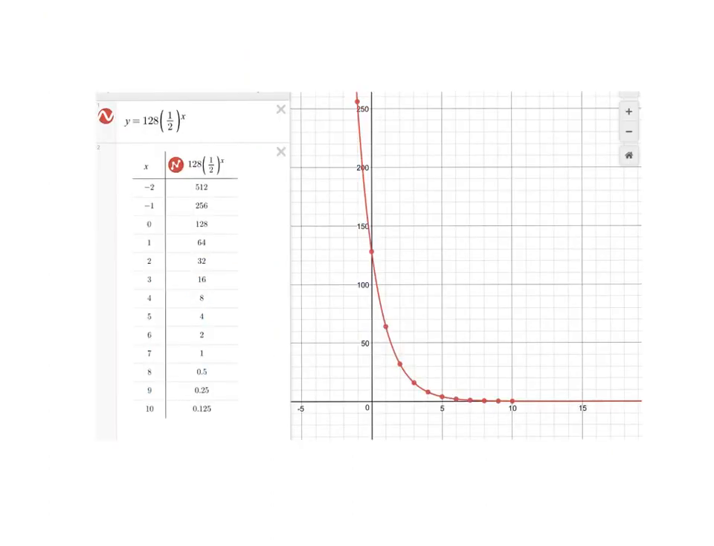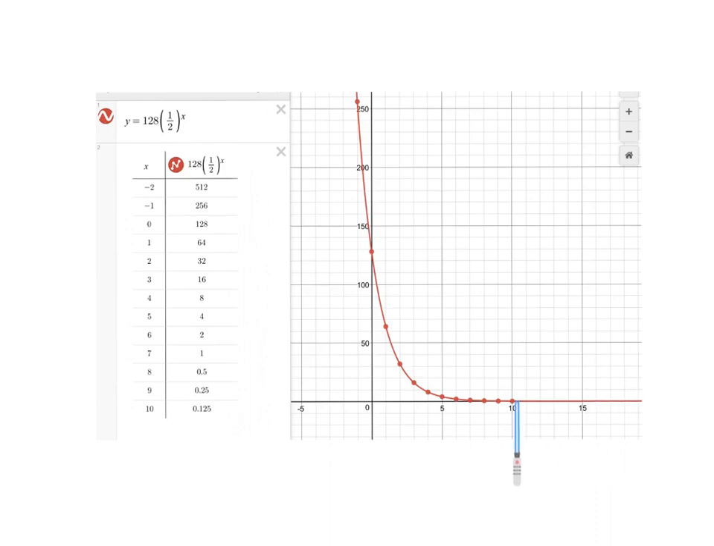Okay, here's a Desmos graph of the function that we just looked at. Again, we started with 128, and every time we move over 1 unit, we're going to have half of what we have. So that was 64. Move 1 unit over, we're going to have half of what we had, which is 32. Move 1 unit over, half of that, so that's 16. Half of that, we're going to end up with 8, and then 4, 2, 1, 1/2, a fourth, an eighth, and so forth.